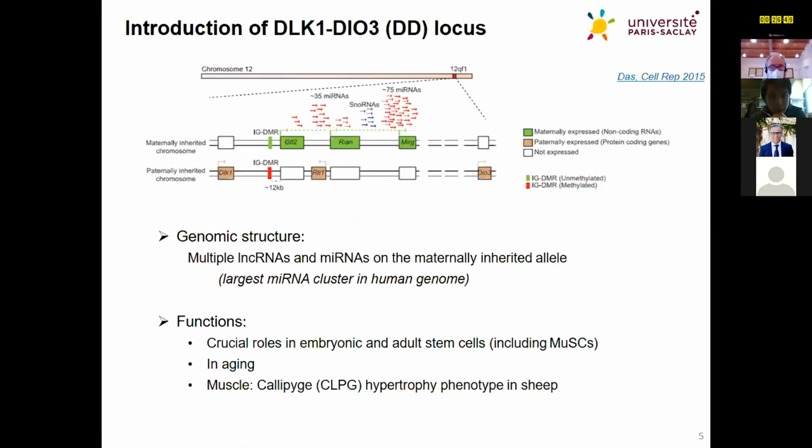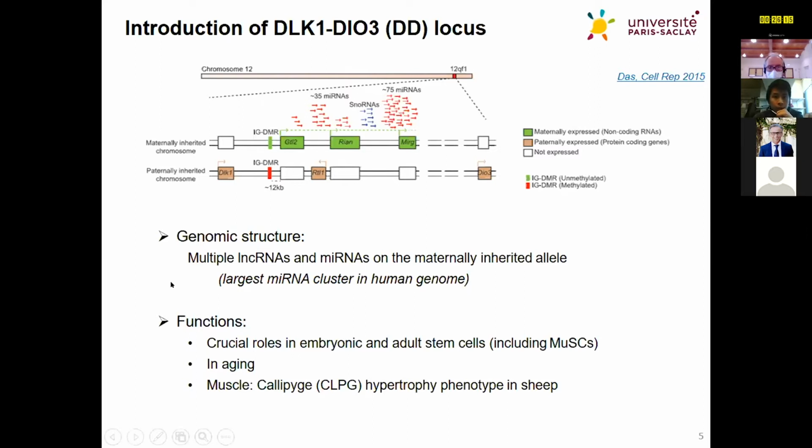So what is the locus about? The DLK-DIO3 locus is an imprinted locus, which means that the paternal chromosome and maternal chromosome are inherited differently. We put our focus on the maternally inherited chromosome, where we have the expression of many non-coding RNA, especially microRNA. This locus is home to the largest microRNA cluster in the human genome, with more than 50 microRNA.